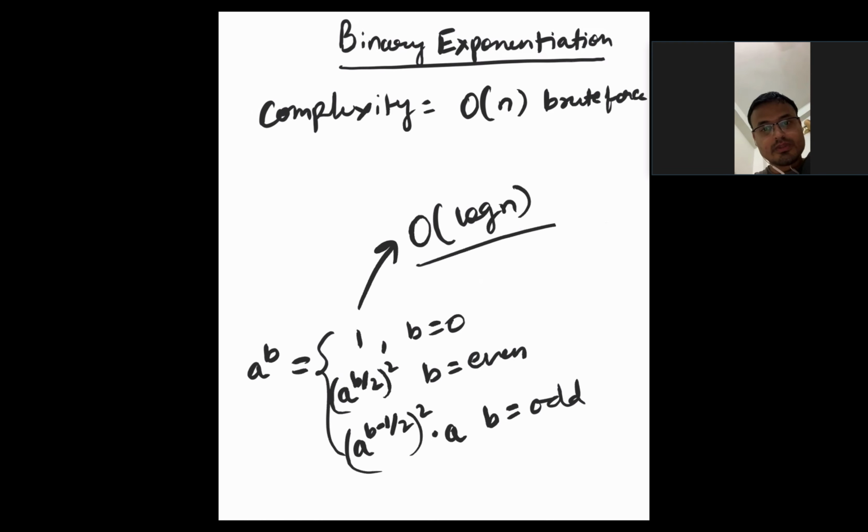So as we can see, brute force is taking order of n time, but this problem can be solved using binary exponentiation, which takes order of log n time, right? That's a huge difference between these two time complexities.